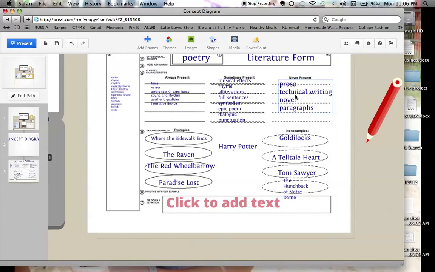And one thing why we know it's not poetry right away, it's because it's written in prose and it's a novel. And poetry cannot be any of that. So that's a good one.